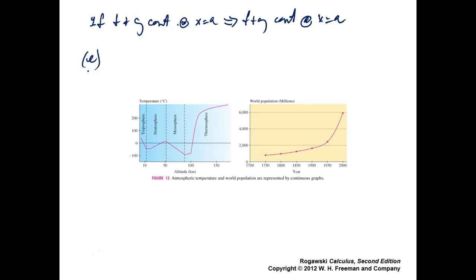Okay, E. If f and g are continuous at x equal a, same thing here, all the rest of that is the same, then f over g is continuous at x equal a. True or false?